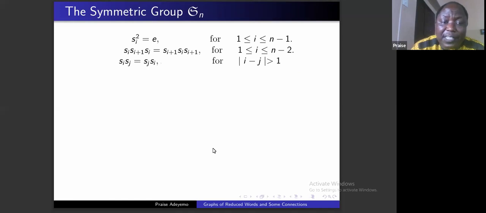The first relation says that each generator Si is an involution. The second is the braid relation, so S(i+1) Si S(i+1) equals Si S(i+1) Si. And the third is called commutation: we can swap Si and Sj if the difference between the indices is bigger than 1.